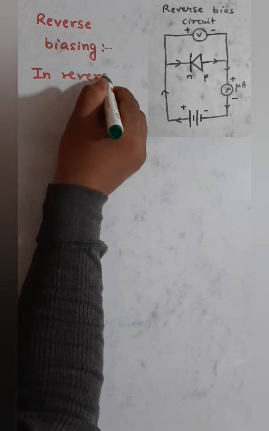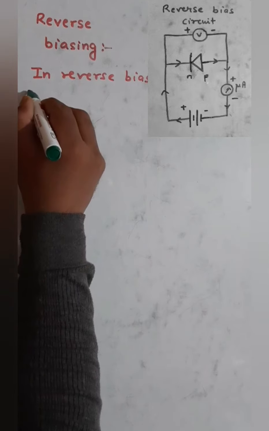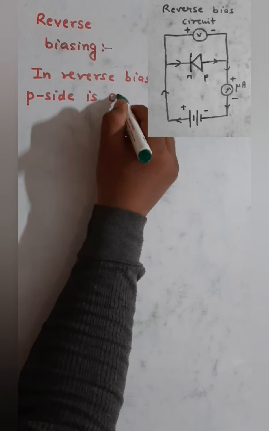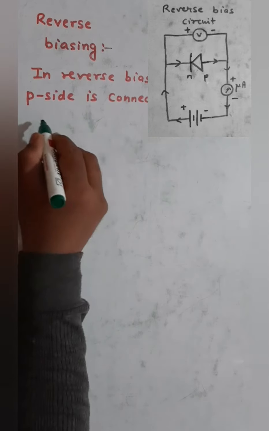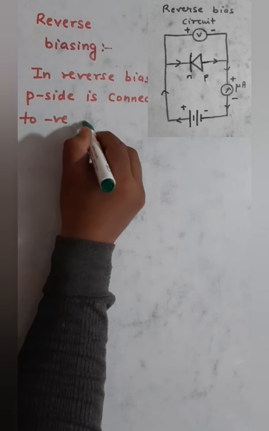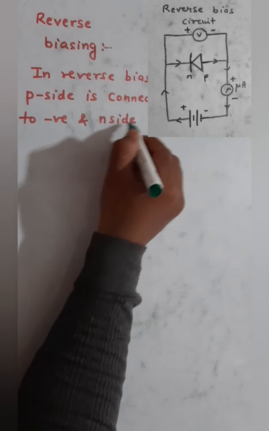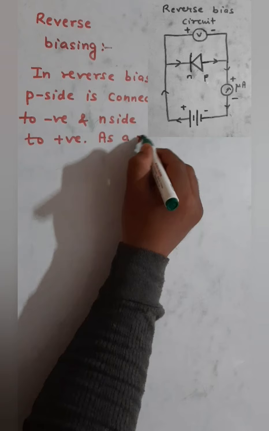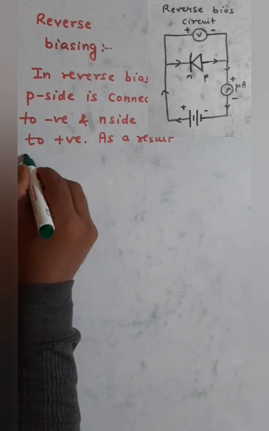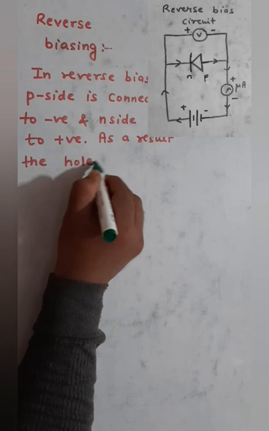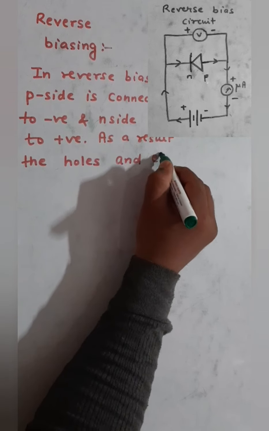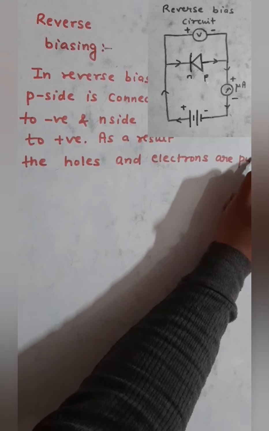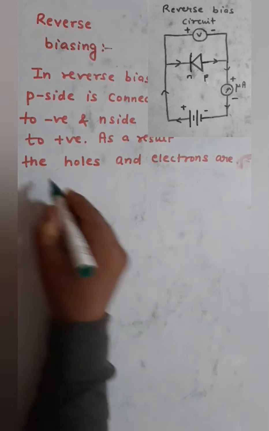In reverse bias, the P side is connected to negative, and the N side to positive. As a result, the holes and electrons are pulled back.